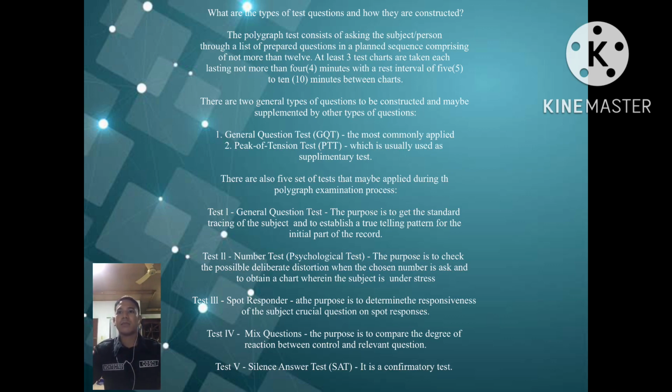Test 3, spot responder. The purpose is to determine the responsiveness of the subject to crucial questions on spot responses. Test 4, mixed questions. The purpose is to compare the degree of reaction between control and relevant question. Test 5, silence answer test, SAT. It is a confirmatory test. That's all. Thank you.